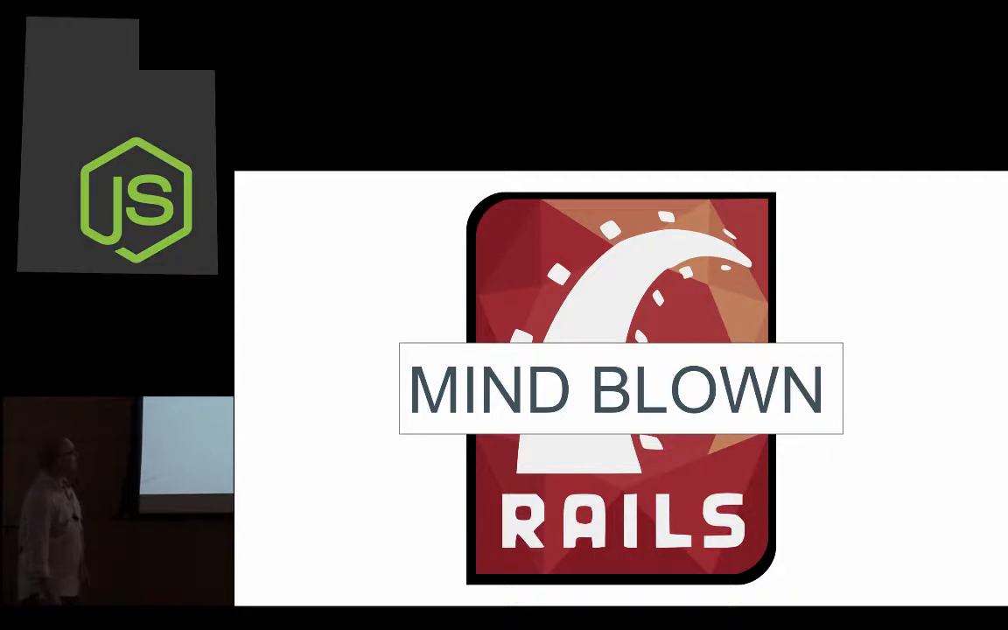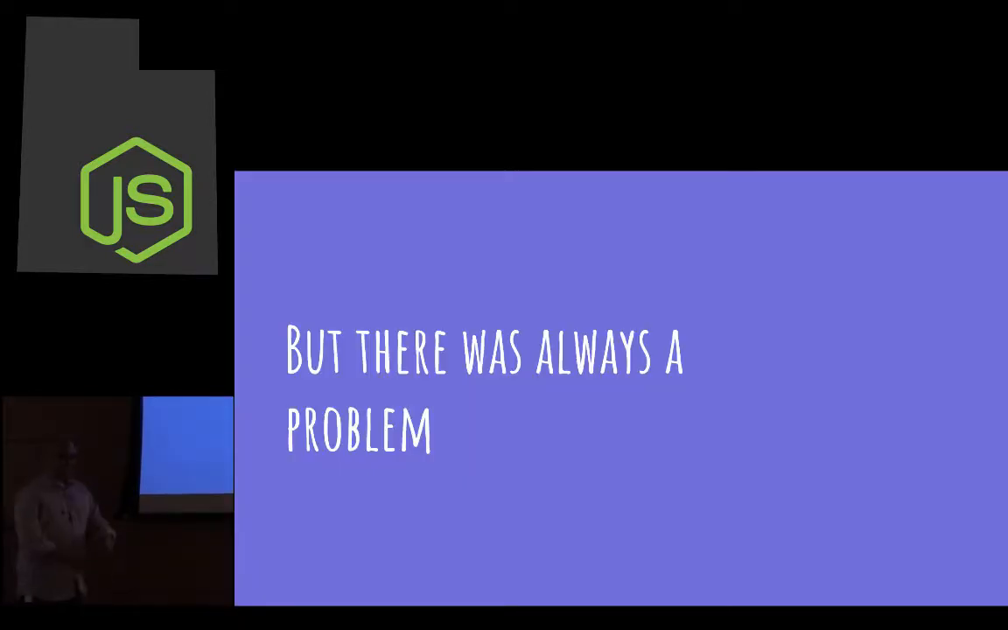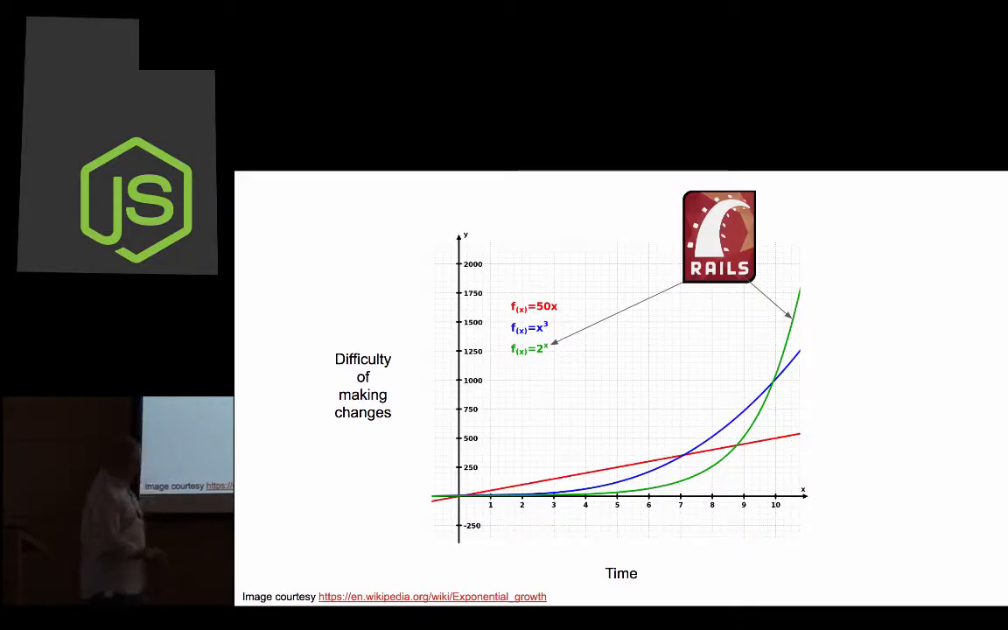And I worked in Rails for quite some time. But there was always a problem I noticed with Rails apps. I ripped off this graphic from Wikipedia on exponential growth. On the x-axis is time, and on the y-axis, the difficulty of making changes. And I would say that Rails kind of follows an exponential curve here. Really, really easy to use at first, but then suddenly it just becomes more and more and more difficult to make any sort of changes with any degree of confidence that you're not breaking something else in the system.